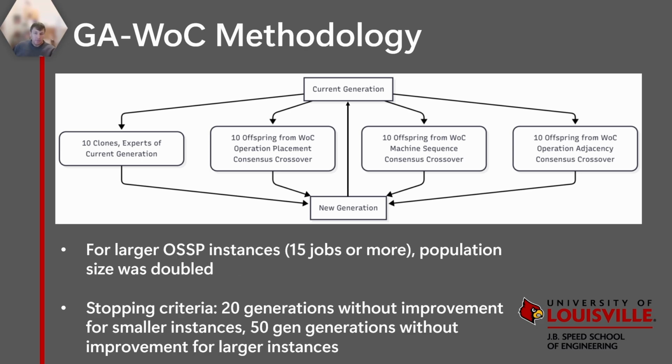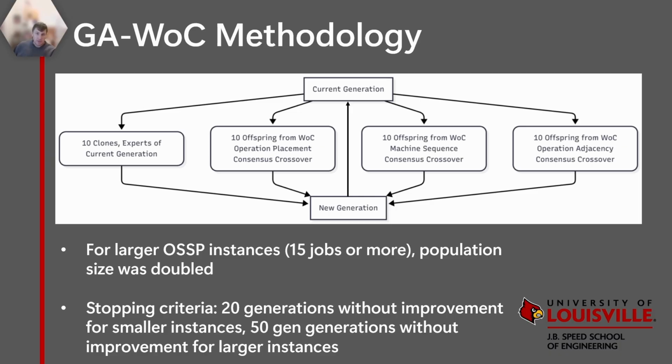Right, and then originally for smaller open shop scheduling instances, we kept it to just population sizes of 40. We went ahead and doubled that for the larger instances, just to give us some better results. And the stopping criteria also changed.